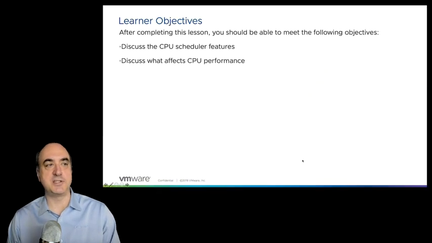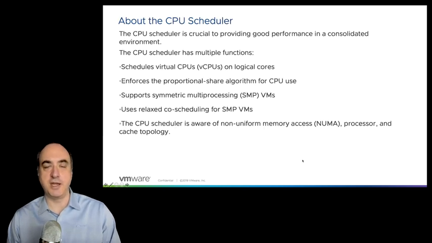In this lesson, we'll discuss the CPU scheduler features and discuss what affects CPU performance. So again, we want to be able to promote a highly consolidated environment with a good number of VMs and their virtual CPUs. So the goal of the scheduler is going to have many functions here. In our list, we select some of the many features. The job here is to schedule virtual CPUs onto logical cores. We'll take a look at what that means a little bit later.